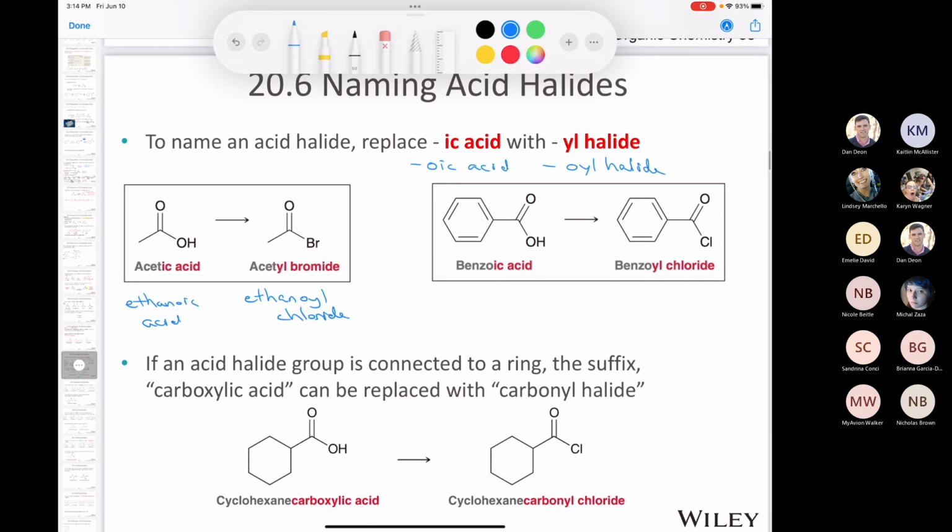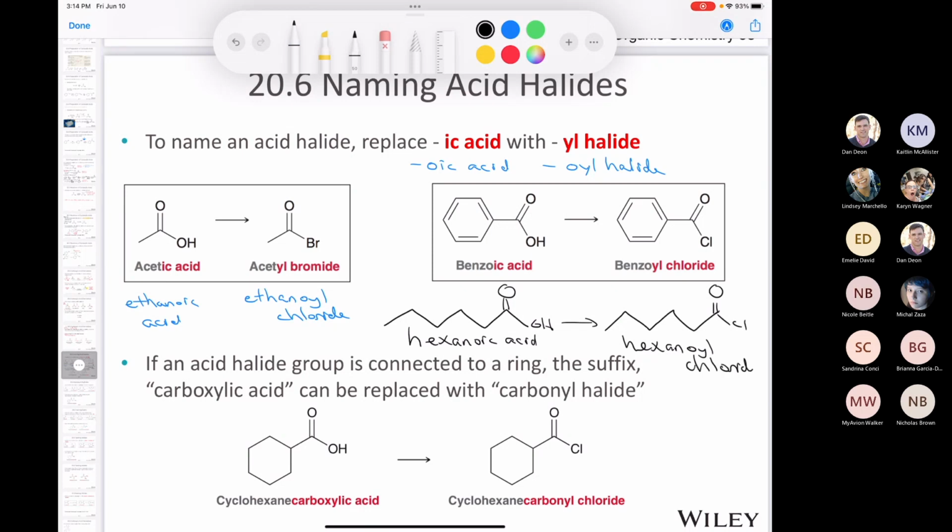What's another one? Let's say you had, I don't know, I'll just throw something else out at you. Let's say you had 6 carbons, 1, 2, 3, 4, 5, 6. Let's say you had hexanoic acid, and you converted that to an acid chloride. 1, 2, 3, 4, 5, 6. You would call that hexanoyl chloride.